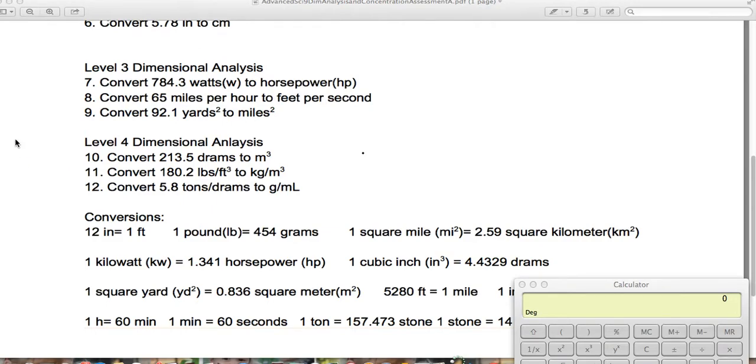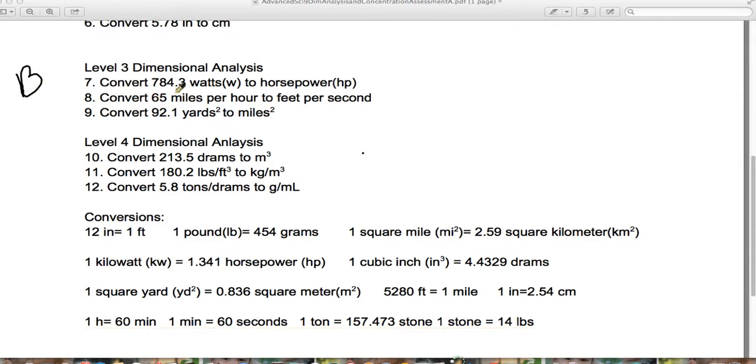Okay, so to work on dimensional analysis, we're going to look at the level 3s or the Bs, okay? So we're going to start here with number 7. It says we're going to convert 784.3 watts to horsepower. So I'm just going to go ahead and look down here at my conversions and see what I have. I have a kilowatt to horsepower, and that's all that talks about horsepower, okay?